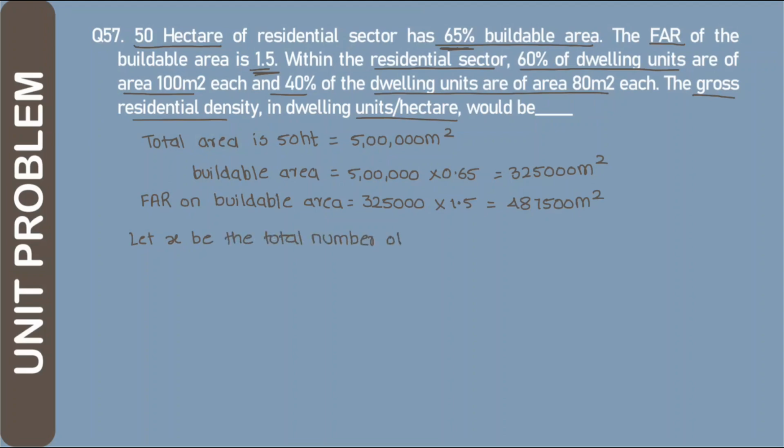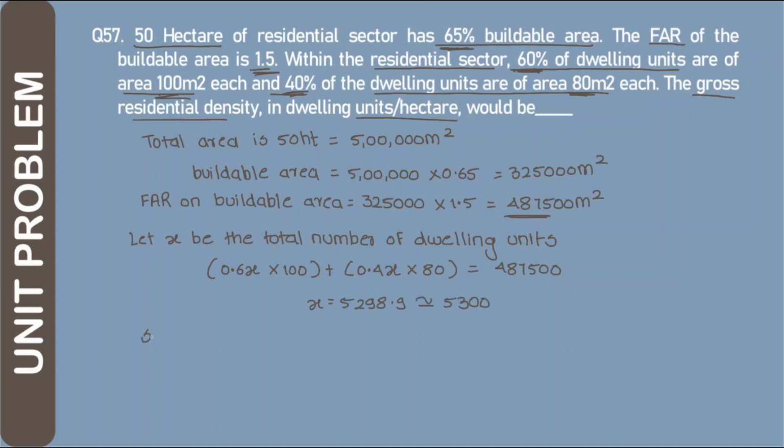So let's consider x to be the total number of dwelling units. As it has given, 60% are of 100 meter square. So 0.6x into 100 plus 0.4x into 80 is equal to 4,87,500. So calculating for x, it comes up to 5,300. So the gross density of 50 hectares will be 5,300 divided by 50, that is 106.